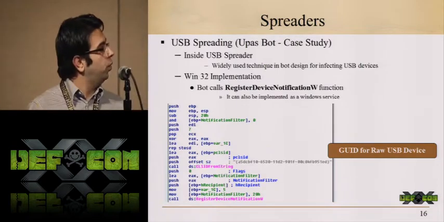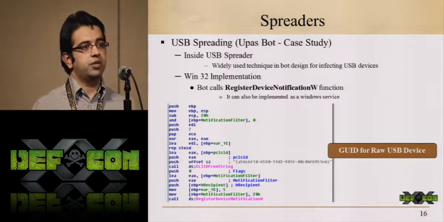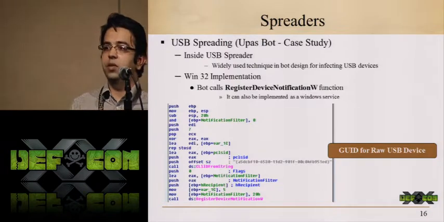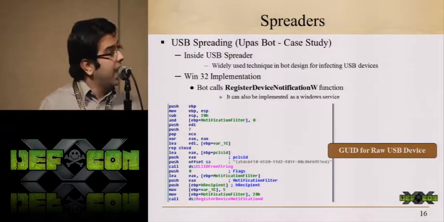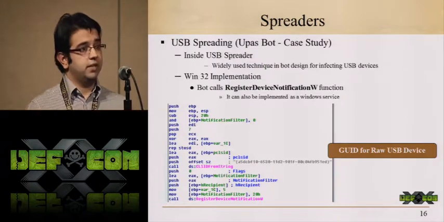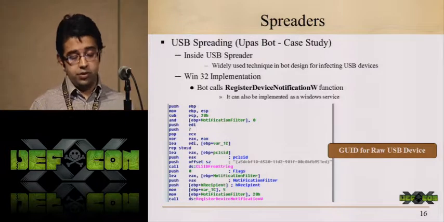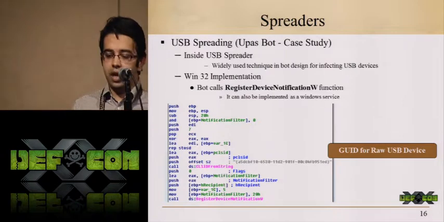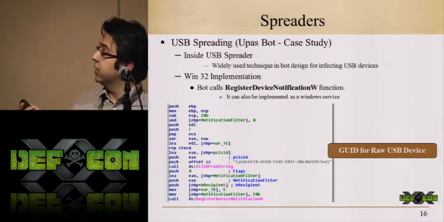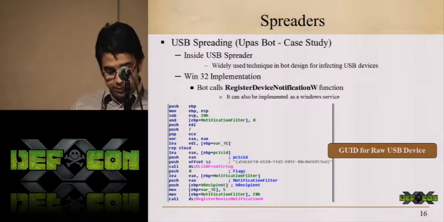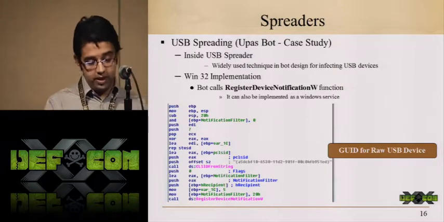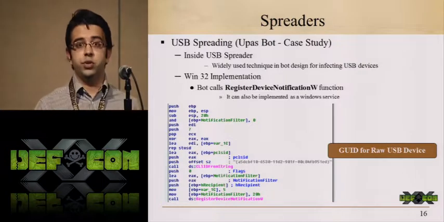On your infected system, when the bot is there, it creates a monitoring service which looks for what kind of USB you insert in your system. Whenever any plug-and-play device gets inserted, it calls the RegisterDeviceNotificationW function, which is a built-in Windows API. If you look at the disassembly screenshot, the bot is taking a CLSID parameter which points to the USB device.